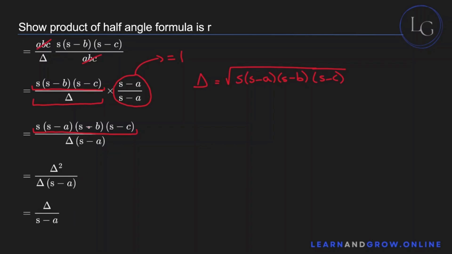Now obviously you can cancel out one of these with this area of the triangle in the denominator, so you have this expression now, and that is equal to R1, the area over S minus one of the sides, that is R1.